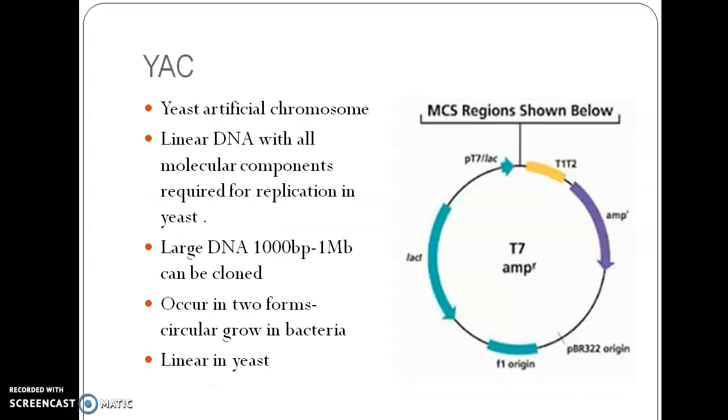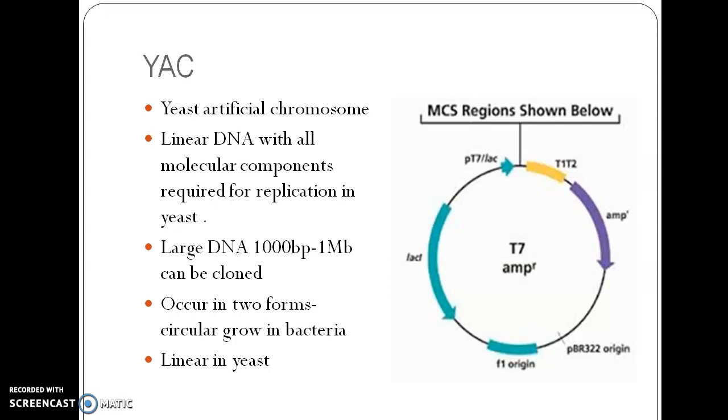Next is the YAC vector, that is, yeast artificial chromosome. It is a linear DNA segment which contains all the molecular components required for replication in yeast, where DNA segments of several thousand base pairs, up to about 1 MB, can be cloned. The YACs are linear plasmid vectors that behave like yeast chromosomes.